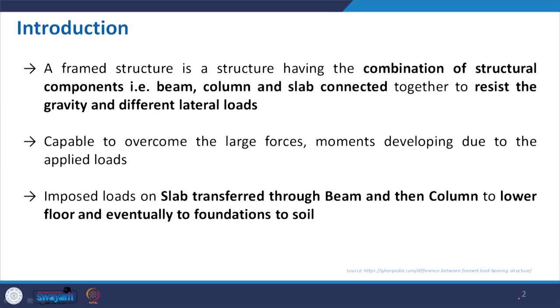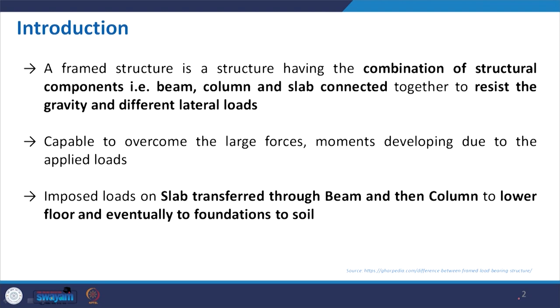So, here it is a combination of structural components. Compared to the load bearing structure, there we have seen that load is carried by the wall, and then we have the slab. There is no such combination of beam and column. In comparison, now the structure has three major components: slab, beam and column. Column will be taking the vertical loads. It is also capable of overcoming large forces, because in the frame structure we go for either steel or reinforced concrete, the concrete mixed with proper rebars or reinforcement bars of steel, which will make your structure more resistant towards the load.